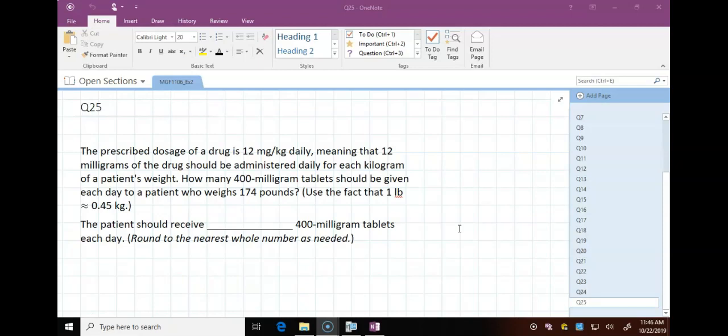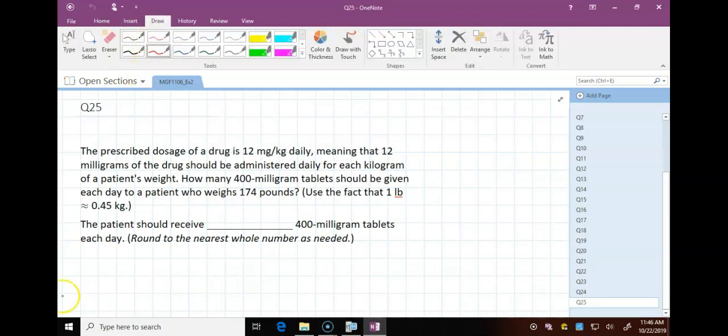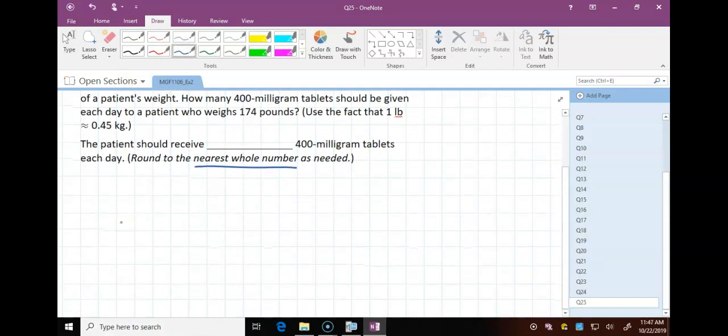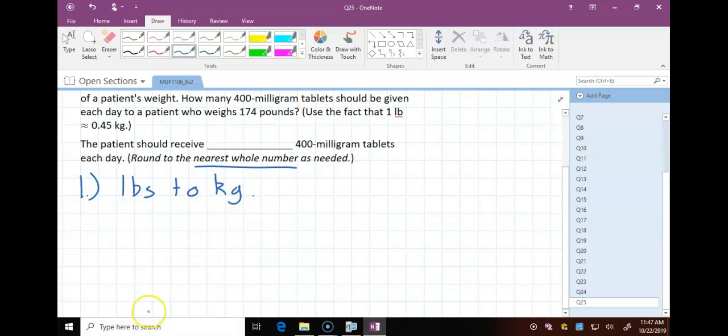Down here also, a very important piece is that we need to make sure that we round to the nearest whole number as needed. So here's what's going to happen. The first thing is our patient is in pounds. We need to get them into kilograms. So that's the first thing, we need to convert from pounds to kilograms. And again, they give us this fun little fact that 1 pound is equal to 0.45 kilograms. So it's just a conversion.